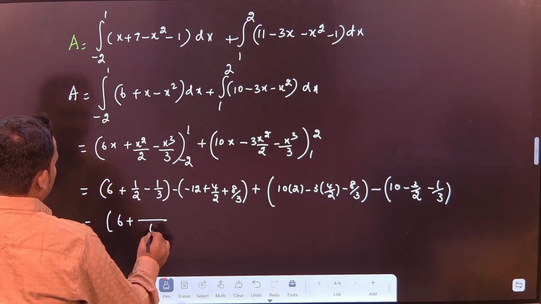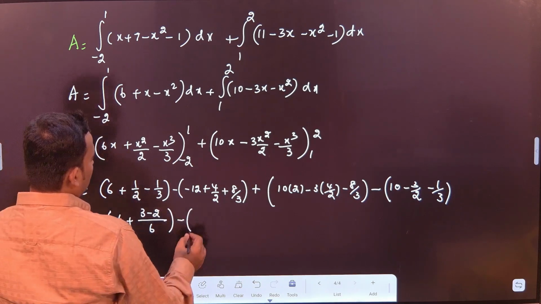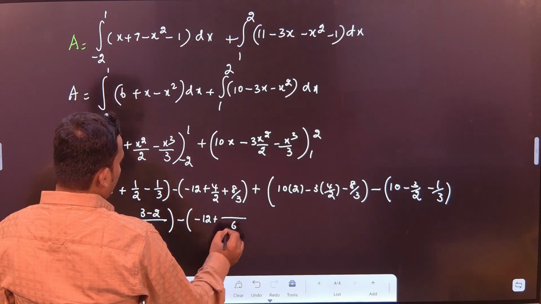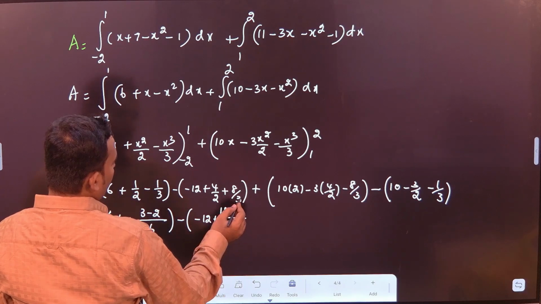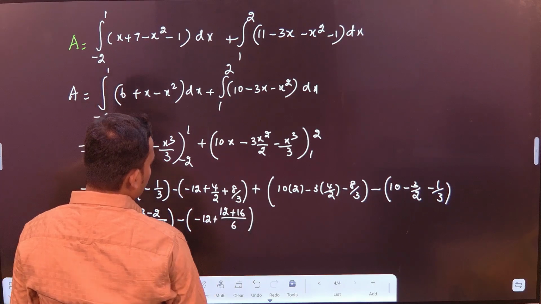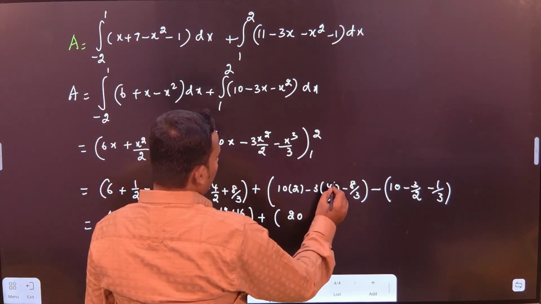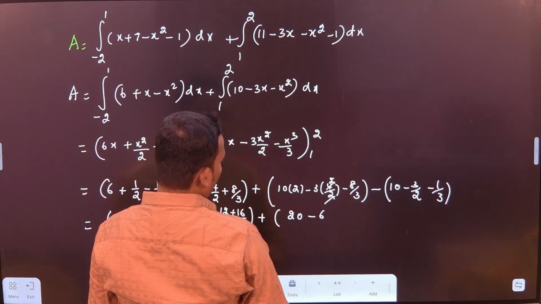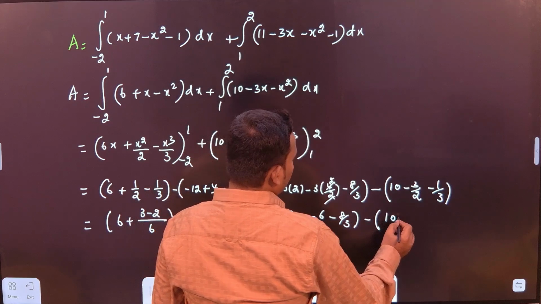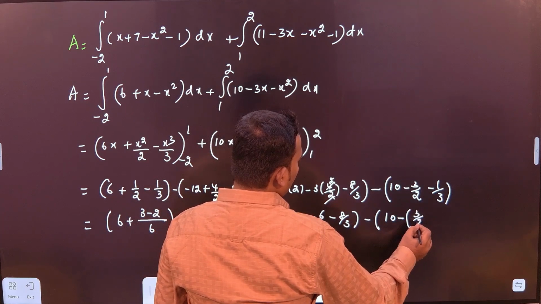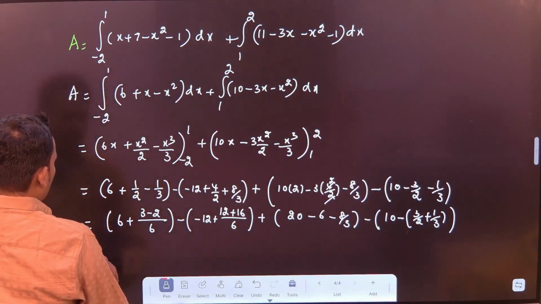6 plus, you take the LCM 6, 3 minus 2, minus 12 plus, you can take LCM 6. So 3 you can multiply 12 plus you have to multiply 2, 16, right? Here plus, so 20. So here is 1 times, here is 2 times, minus 6 minus 8 by 3 minus here is, so 10 minus, if you take common, 3 by 2 plus 1 by 3. Clear? Okay, now you can simplify this.